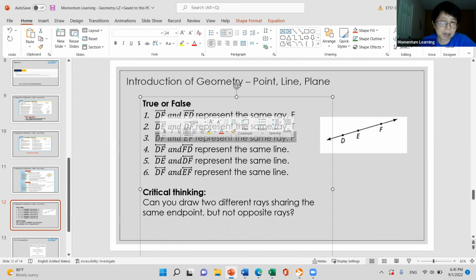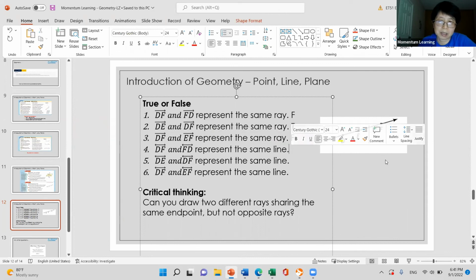And you see that you have the double direction arrow. That means a line. A line has no direction. So they are representing the same line. DE and DF are on the same line, so any combination of these points works. DF and EF represent the same line. That's true.